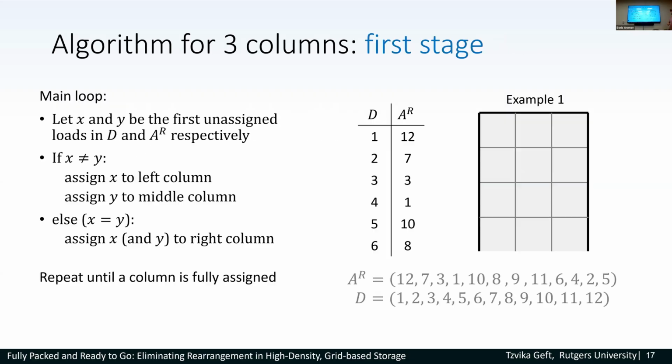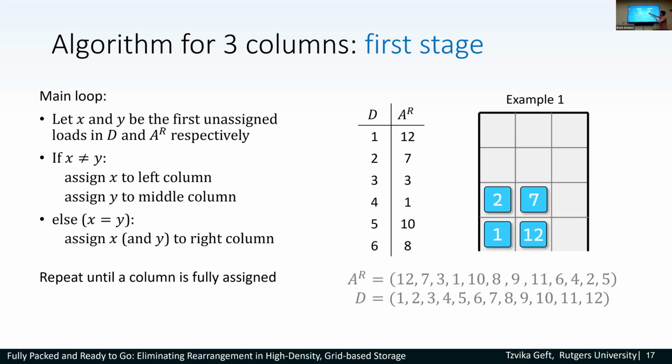And based on these, we're now providing an algorithm. The algorithm will now work for the case of 3 columns, and we'll generalize it to more columns. So we're given the departure and arrival sequences, and we'll treat the arrival sequence as a reverse sequence here. The algorithm is actually fairly simple. We look at the first 2 loads that have not been assigned yet to the storage area, and call them X and Y. Here the first pair would be 1 and 12. If these are different, X is not equal to Y, I assign X to the left column and Y to the middle column.